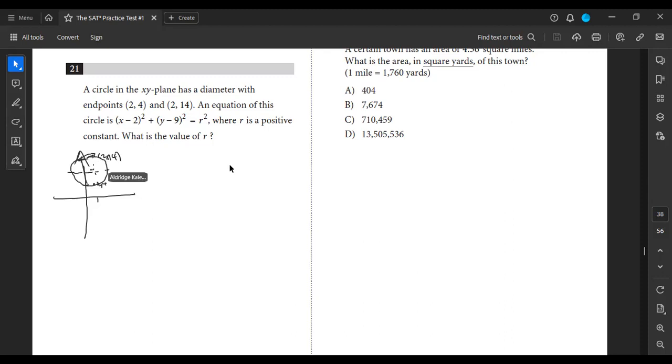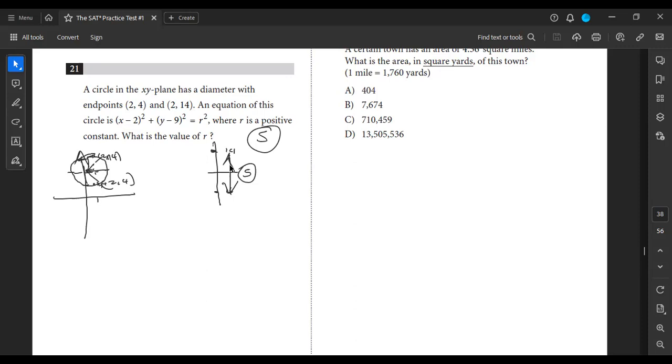So if we have (2, 4) and (2, 14), we notice that the x is the same, but what's changing is the y, the 14 and the 4. What's 14 minus 4? It's 10, so this distance is 10. If we divide this by 2, we get 5. So our radius is 5. That's the easiest way, just a couple of seconds and you're done.